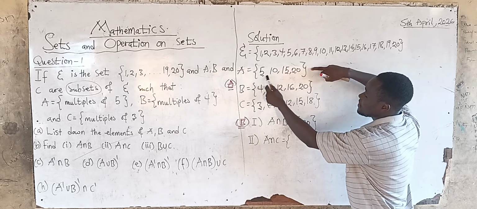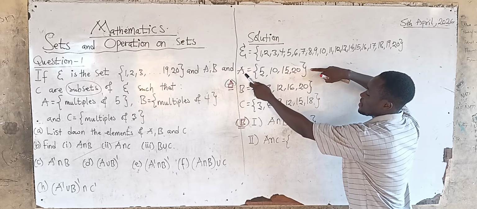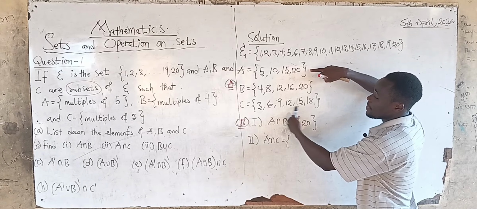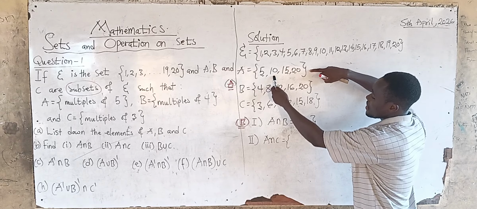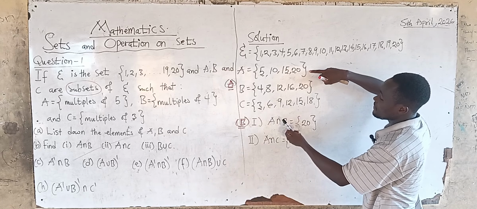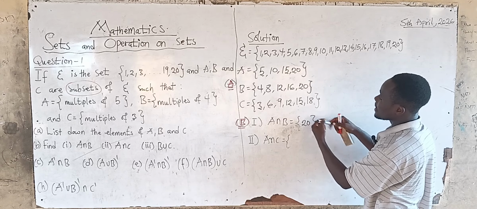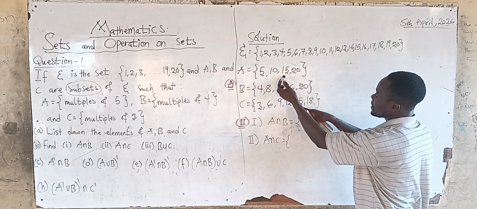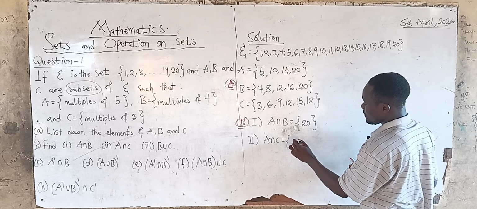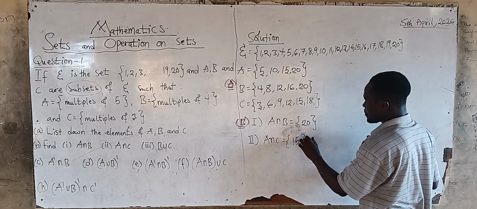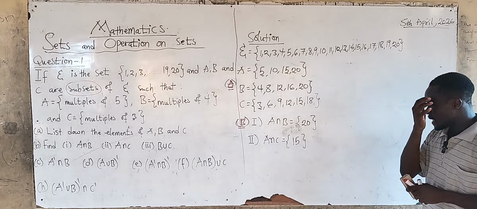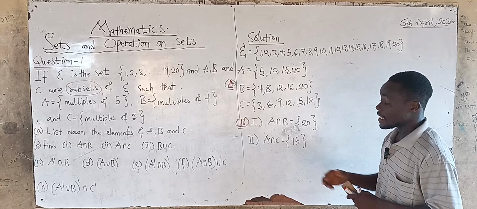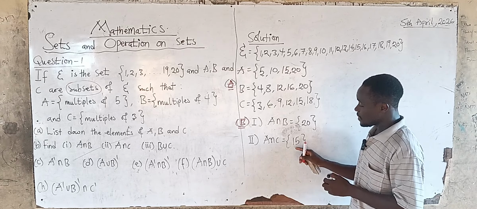Now, these are the elements or the members for the set A, and these are the elements or members for the set C. So if I look at the set A and the set C, what members do they have in common? I can have 15 here, and there's 15 here too. So they have 15 in common. So the element 15 becomes the element that they have in common. This is what they have in common. In the same manner, it means we are done.